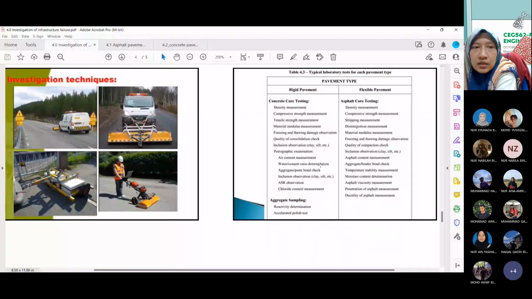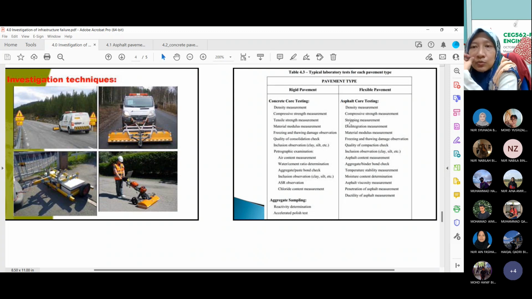Yeah, for the laboratory testing, let me refresh your memory. What testing can be carried out in the lab? For example, density measurement, compressive strength measurement, material modulus measurement, quality of consolidation check, air content measurement, and aggregate sampling. For flexible pavement, this is what I asked just now. What testing can be conducted at the lab?